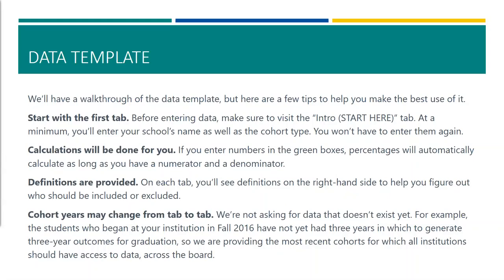The calculations themselves will be done for you. So if you enter numbers in the green boxes, percentages will automatically calculate as long as you have a numerator and a denominator. We've given you definitions on the right-hand side, so you don't have to flip back and forth between documents. The cohort years, as I've cautioned in walking through the different metrics, will change from tab to tab. The whole idea is we don't want to ask for data that may not exist yet or may be still in the process of getting finalized at your institution. So we've tried to give the most reasonable recent cohorts that everybody can report about.